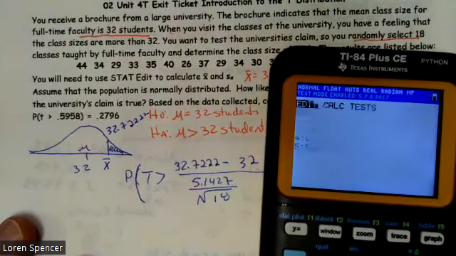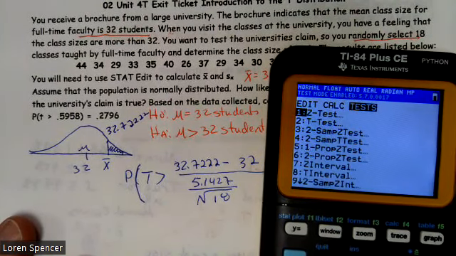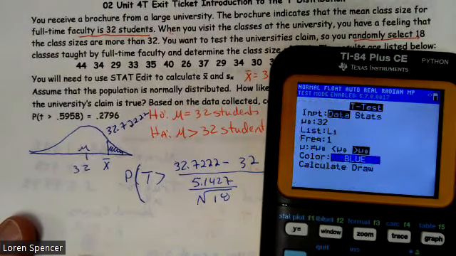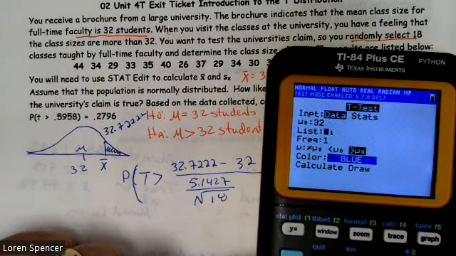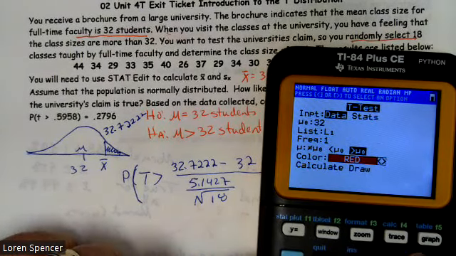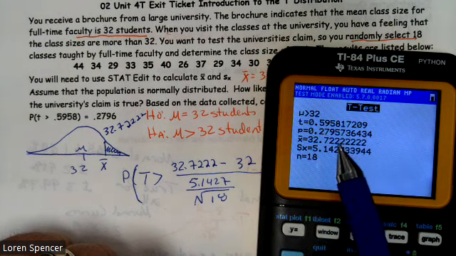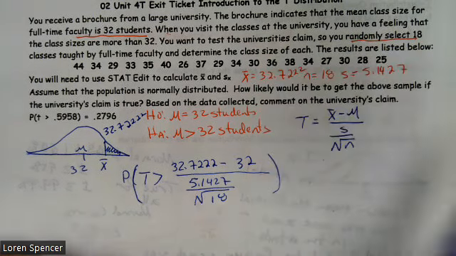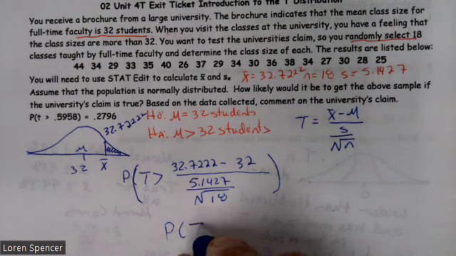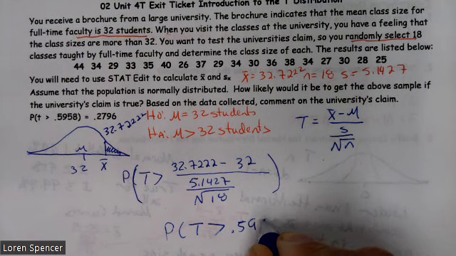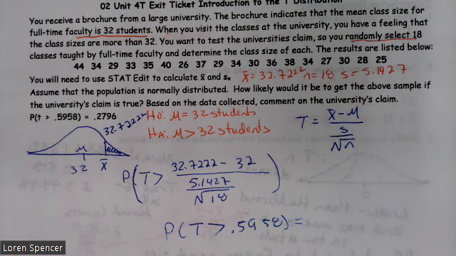And I go over to stat, test, and I'm dropping down to t-test, which happens to be number 2. Make sure data is highlighted because we put data into the calculator. The mean claim, we have to type that in, which was 32. Our list is L1. And oops, make sure we have greater than highlighted. And we calculate, and we go, oh, t equals 0.5958.